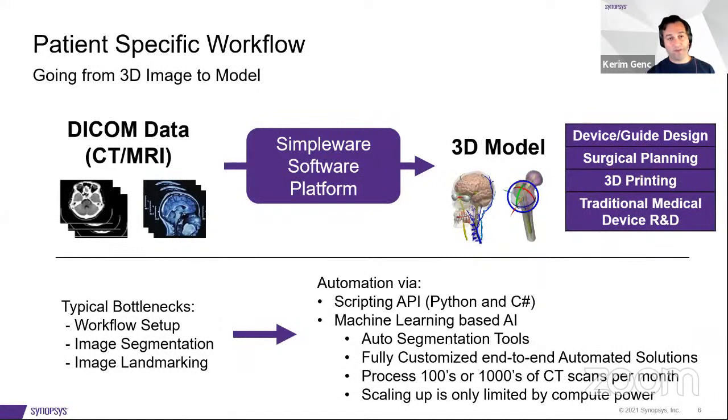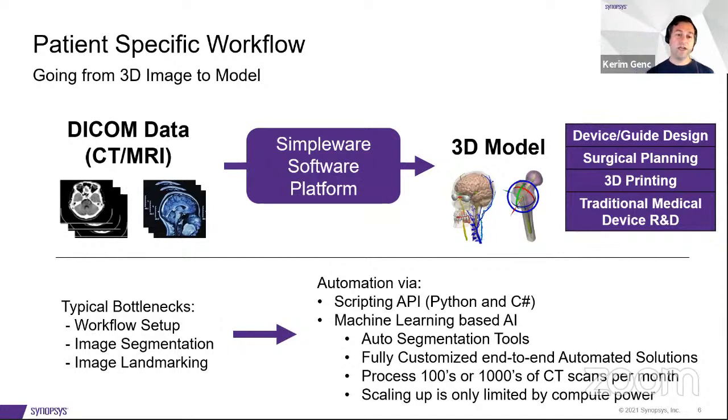So everybody's familiar with this patient-specific workflow, going from a 3D image to a model. You have your DICOM data, your 3D model on the right, and even farther are your different applications, whether it's devices or guides, surgical planning, 3D printing, traditional medical device R&D, and you have your Simpleware platform that bridges that gap. So going below is talking about the typical bottlenecks.